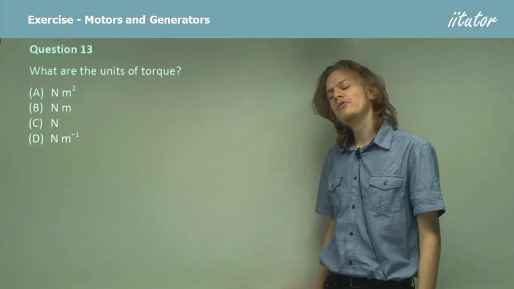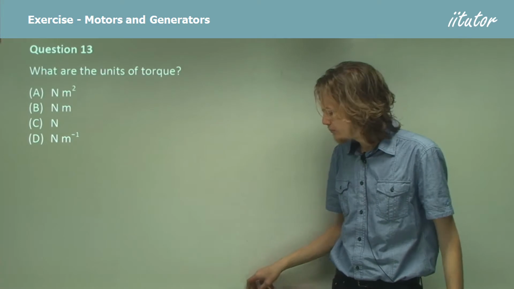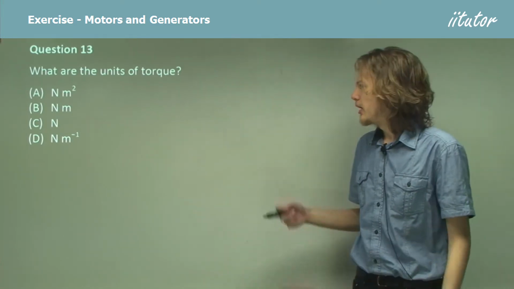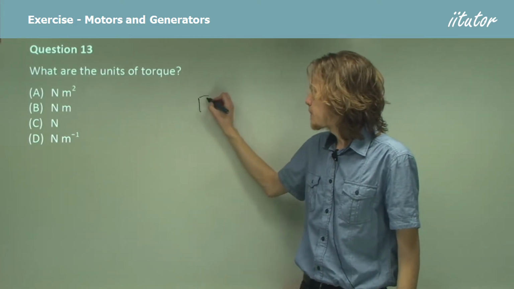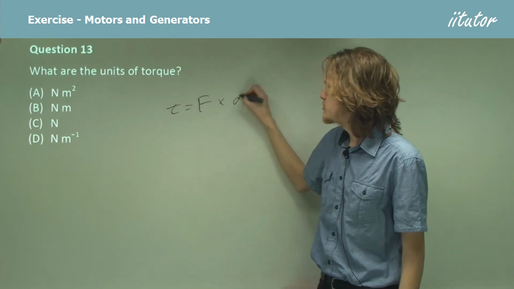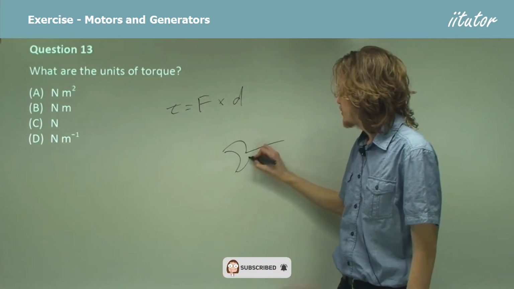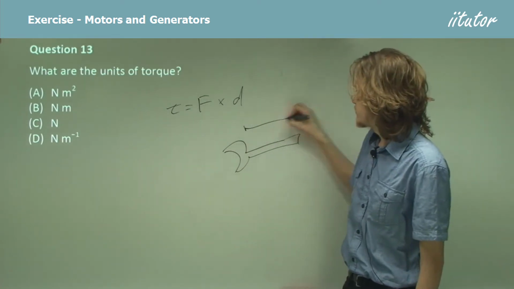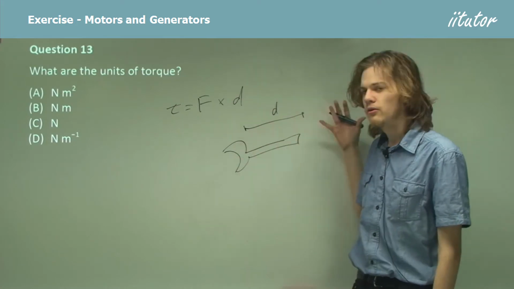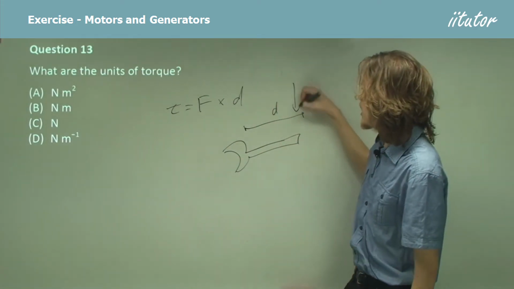Fairly simple one. What are the units of torque? Now remember, if we look at the formula for torque, it looks something like this. Torque equals force times distance, where if we have a spanner or something, the distance is the length of the spanner, or the distance at which we're pushing it, and the force is how hard we push on it.